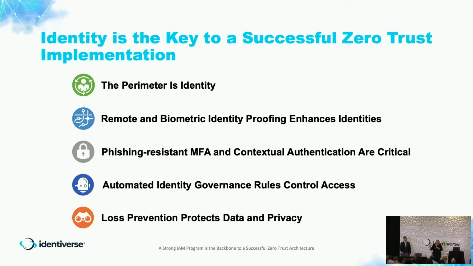The last one is loss prevention protects data and privacy. I see identity and access management as being the enabler to protect data and to protect privacy. So what that means is I want to use IAM to make sure that people do not have access to the data that they should not have access to. And on the flip side, so that we can tag that data and make sure that that data doesn't get moved outside of the system. So we want to make sure we don't have that data loss.